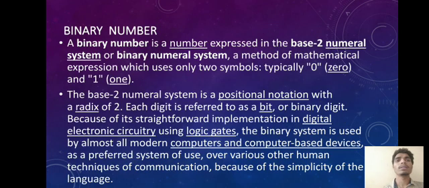Binary number. A binary number is a number expressed in the base 2 numeral system or binary numeral system, a method of mathematical expression which uses only two symbols, typically 0 and 1. The base 2 numeral system is a positional notation with a radix of 2. Each digit is referred to as a bit or binary digit.